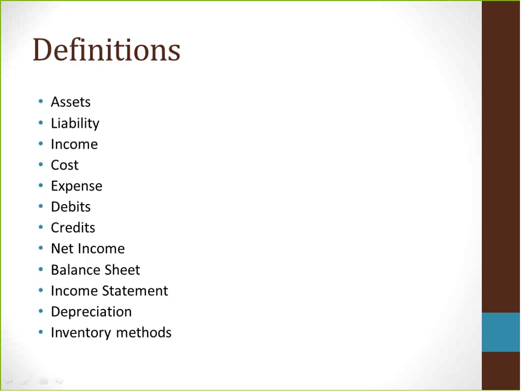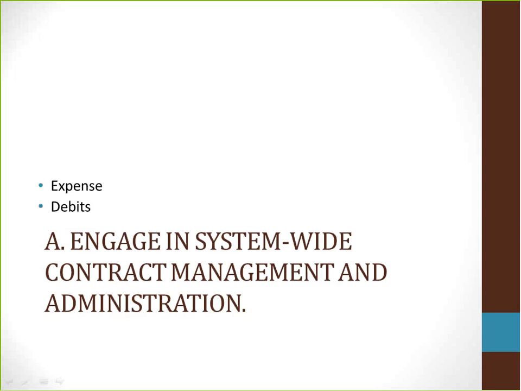You will also need to know the 3 types of depreciation, which are declining balance, straight line, and sum of the year's digits. You will also need to know the 3 inventory methods, which are average cost, LIFO, which is last in, first out, or FIFO, which is first in, first out. Taken directly from the CHFM handbook, the first area we will be covering is on engaging in system-wide contracting management and administration.